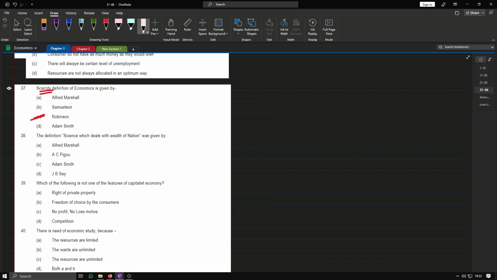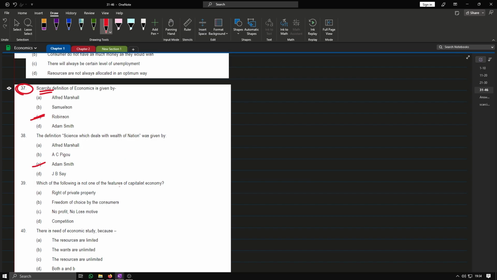Here, the scarcity definition is given by Robinson. Do remember this question. This may come in the exam, so it's better to be careful. Question 38. The definition, science which deals with the wealth of nations, was given by. This is a very famous question and many of you might know this. It's given by Adam Smith.